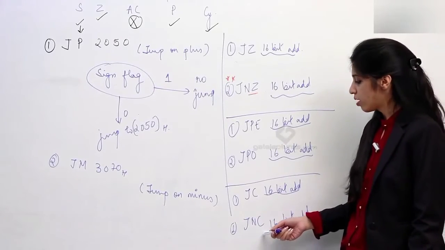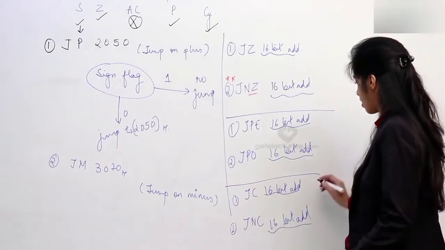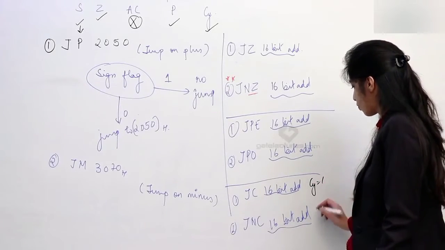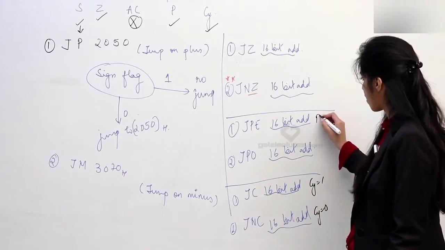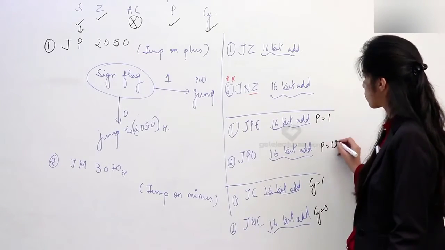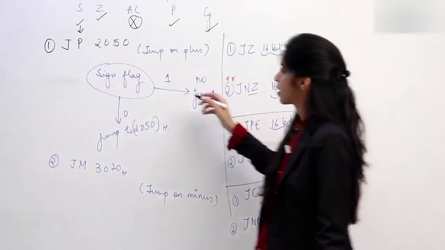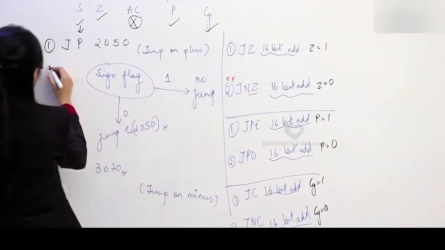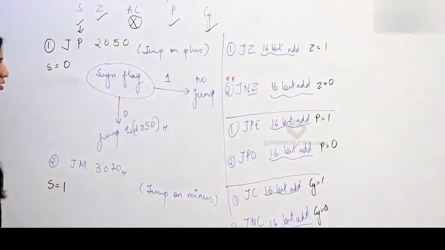the carry flag is 0. We can write the status of flags according to which the jump happens: here the carry flag should be 1 for the jump to happen, here the carry flag should be 0, here the parity flag is 1, here parity is 0, here the zero flag should be 1, 0, and this is plus and minus, so S should be 0 here and S should be 1 here. So this is how conditional jump works.